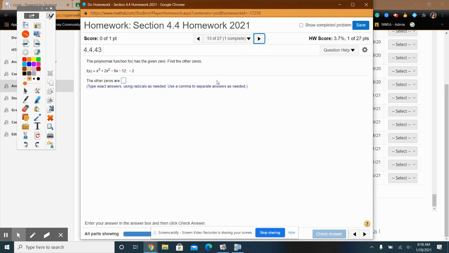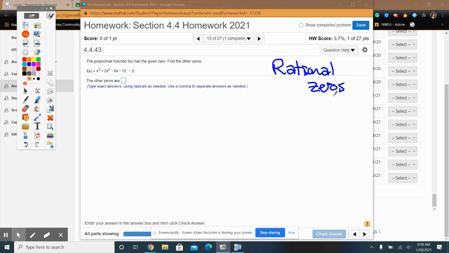Okay, question 13. I like this one too. Now, this is asking you for the zeros. It doesn't say rational, because the one thing I really need you guys to remember is that rational zeros can be found with the calculator. They can either be found on the table or they can be found by doing second calculate zero.